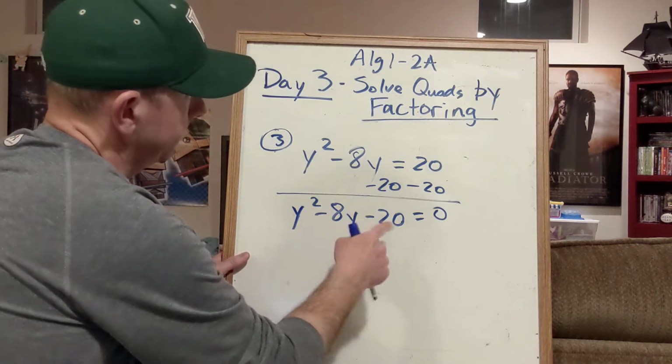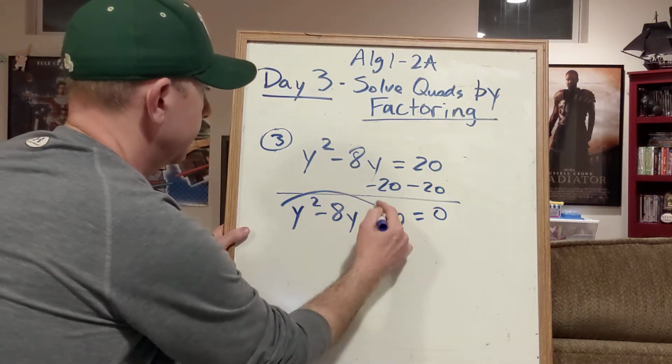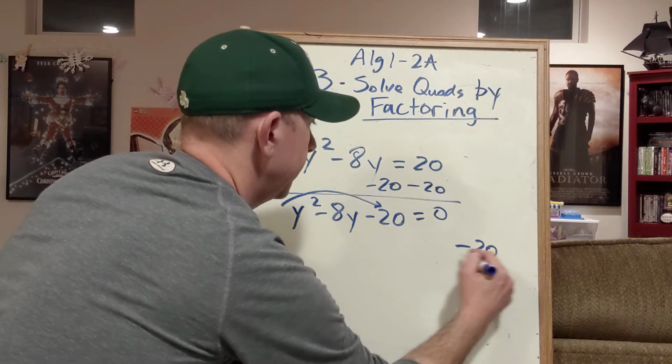Now, once we get here, we're back to multiply a times c, factors of negative 20.